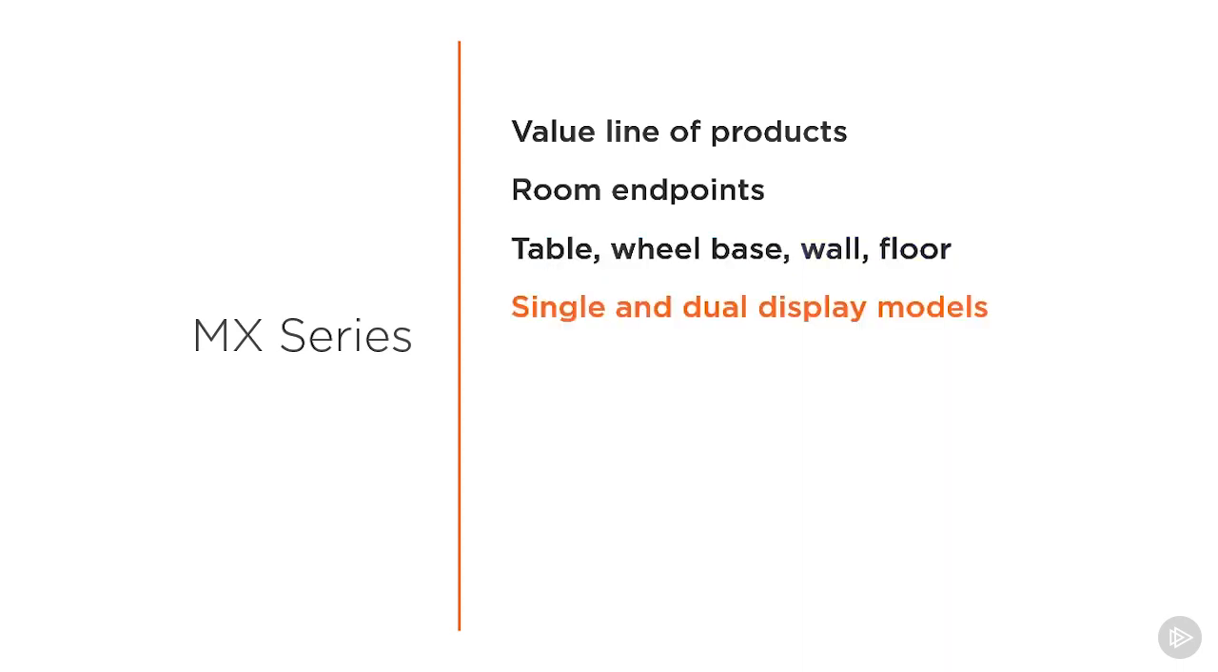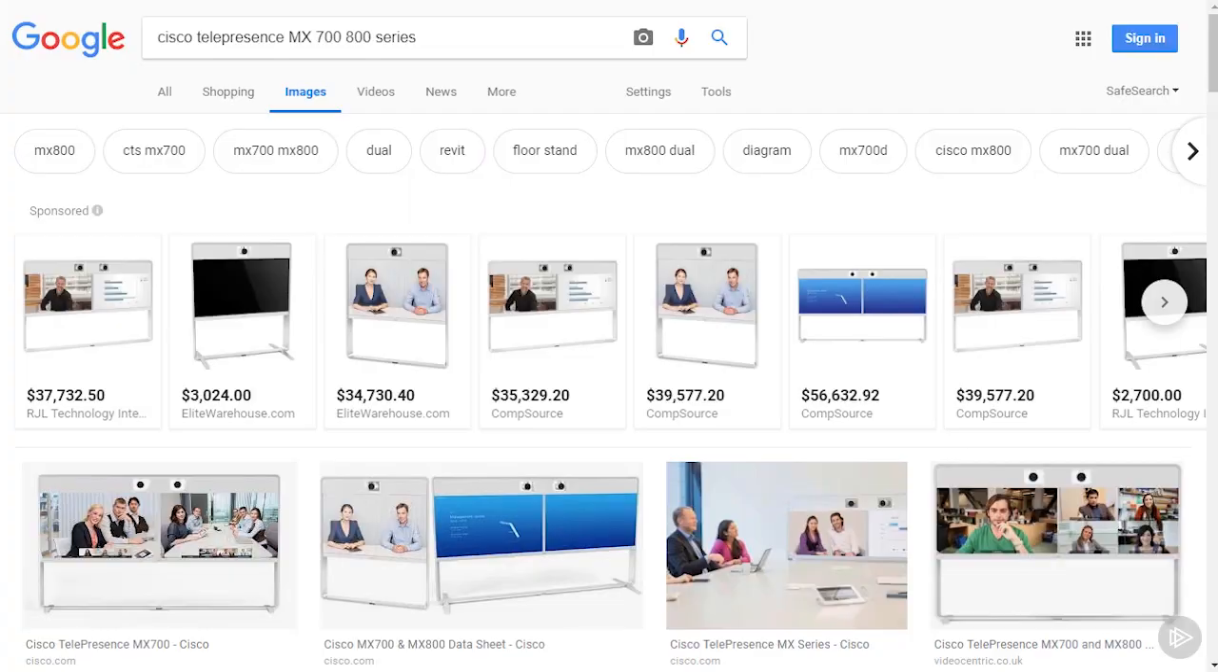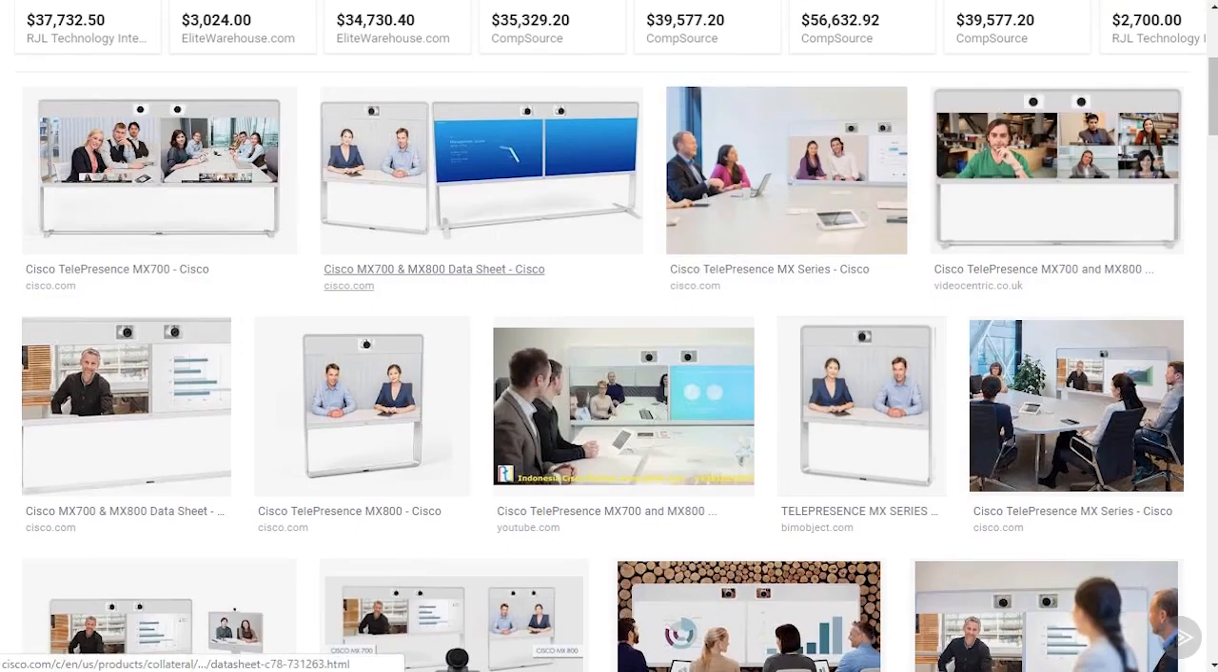They come in single and dual display models. And those models have a 42-inch screen. They've got a 55-inch screen. We can get an MX700 that has dual 55-inch screens. And there's also the MX800, which has a single 70-inch screen. We can see what these endpoints look like when we do a Google search of Cisco TelePresence MX 700, 800 series. You find these endpoints in boardrooms, classrooms, places where you have a need for a semi-permanent telepresence connection.